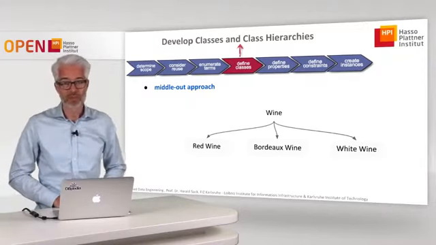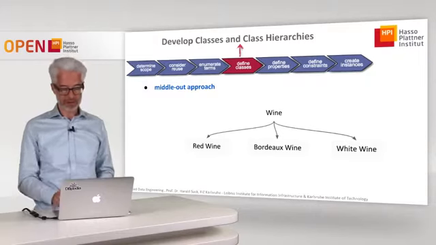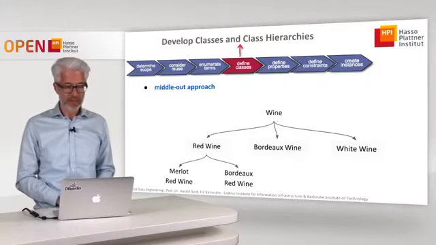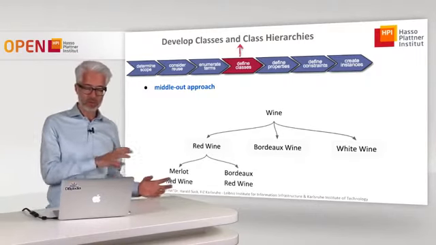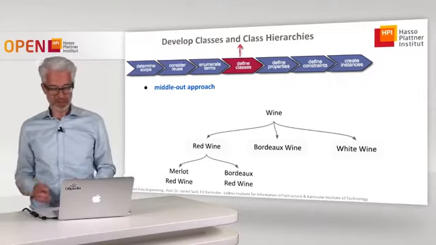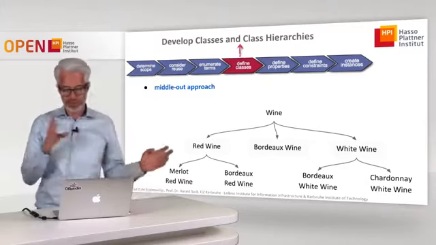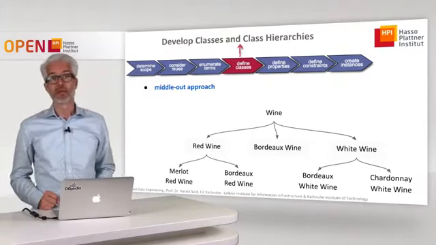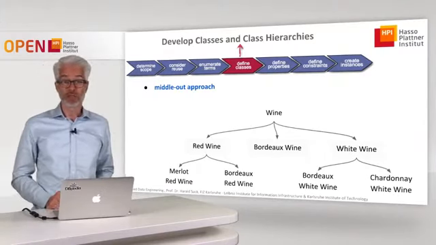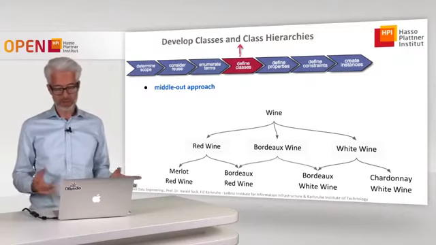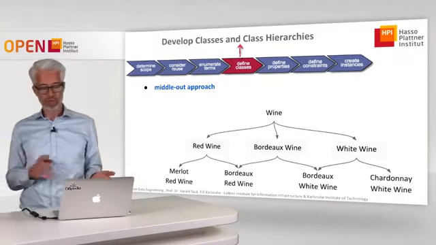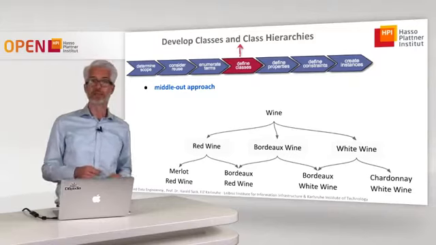So wine would be a class, then the superclass of all these classes. And of course, then you could say red wine, we have Merlot red wine and we have Bordeaux red wine. And on the other hand, white wine, we have Bordeaux white wine and we have Chardonnay white wine. And then we have another class, Bordeaux wine, and as you might see here, we can of course put those two, Bordeaux red and Bordeaux white, under Bordeaux wine.